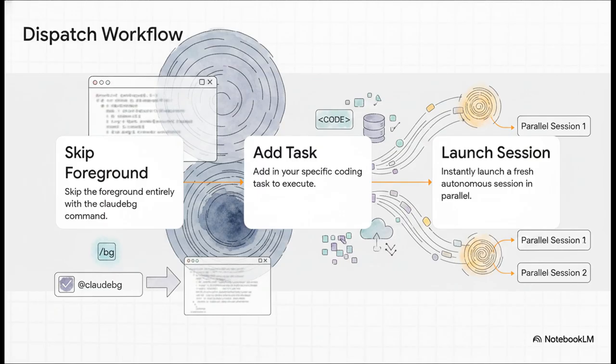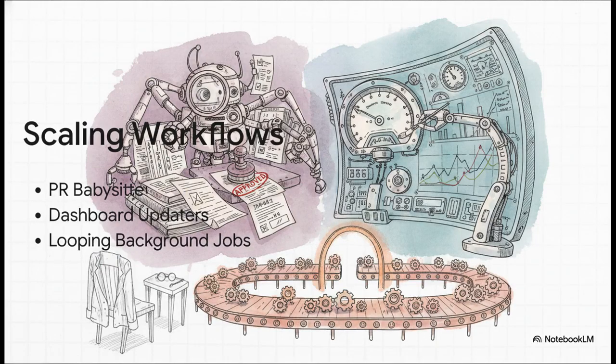Oh, and for those of you who already have a foreground task running that's taking way too long, you can easily move that existing workflow out of your way and into the background using the simple /BG command. So how are developers actually scaling this? Well, early users are doing some pretty cool things with multiple concurrent sessions. You can dispatch different ideas in parallel and let them act as PR babysitters. You can set them up as dashboard updaters, or you can use them for looping background jobs.